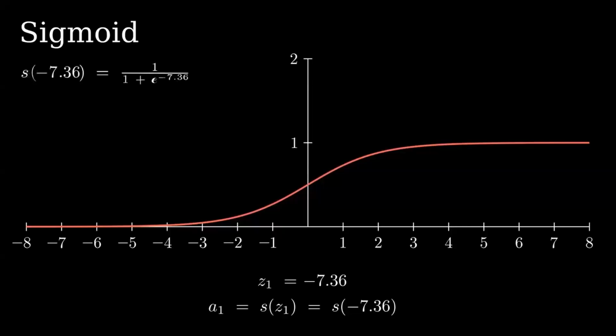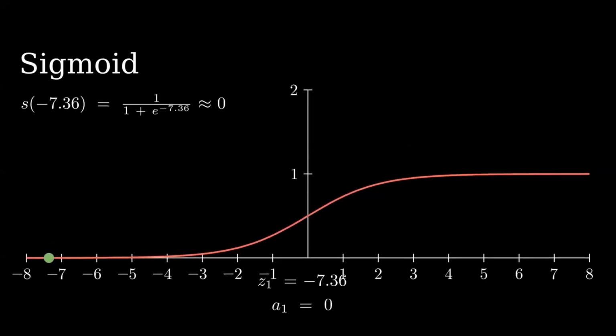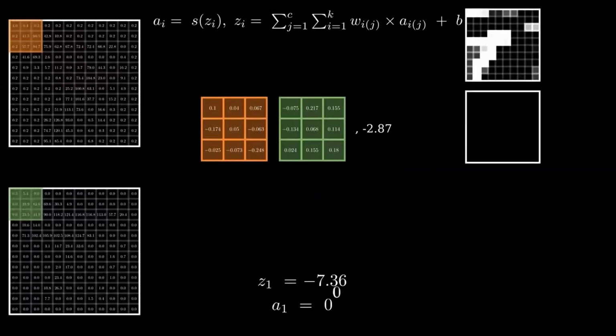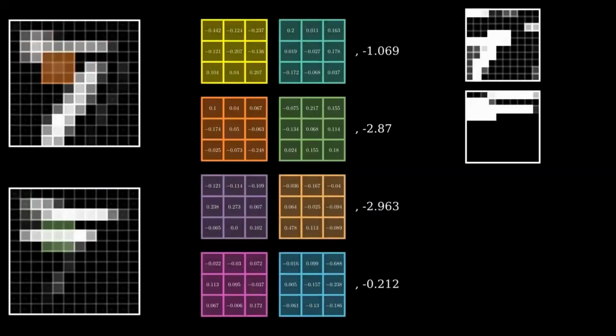Calculating the sigmoid for our Z1 returns approximately 0. We can see that by plotting Z1 on the graph. This means that the activation is equal to 0. We will plot A1 to the activation layer and move the kernel one step to the right and repeat the process again and again until we cover everything. This process is repeated for each of the filters.